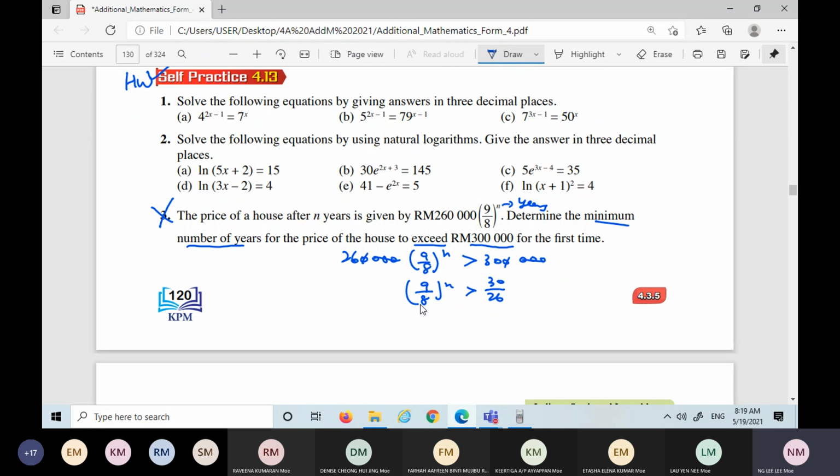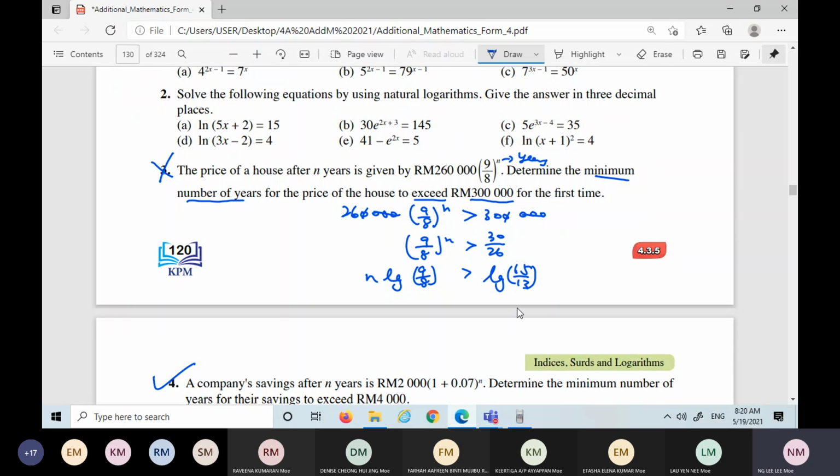Then you can log both sides. Even though this is an inequality, it's the same thing, because 30 over 26 you cannot write as 9 over 8 to the power of something. So you have to log both sides. Log 9 over 8, and the power you drag in front. This can simplify, divide by 2, so 15 over 13. This is the next step.